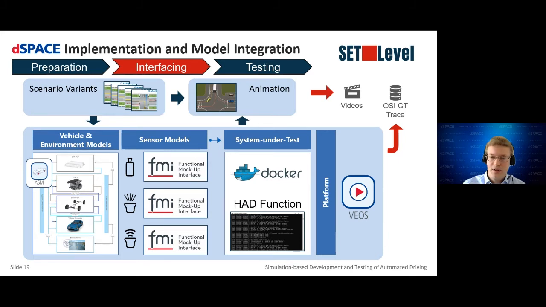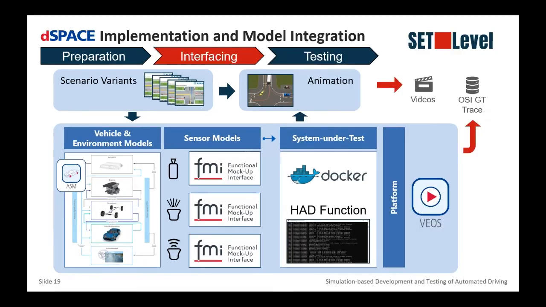Additionally, the automated driving function is running separately as an Ubuntu Linux Docker container and is connected to the ASM model via TCP. The overall model is running on the dSPACE VEOS platform for offline simulation. Information from the road network as well as the running scenario are used for the animation of the scene. See the top right. This animation can also be exported as a video file. Additionally, during the simulation, a trace file of ground truth simulation data is created for evaluation purposes.